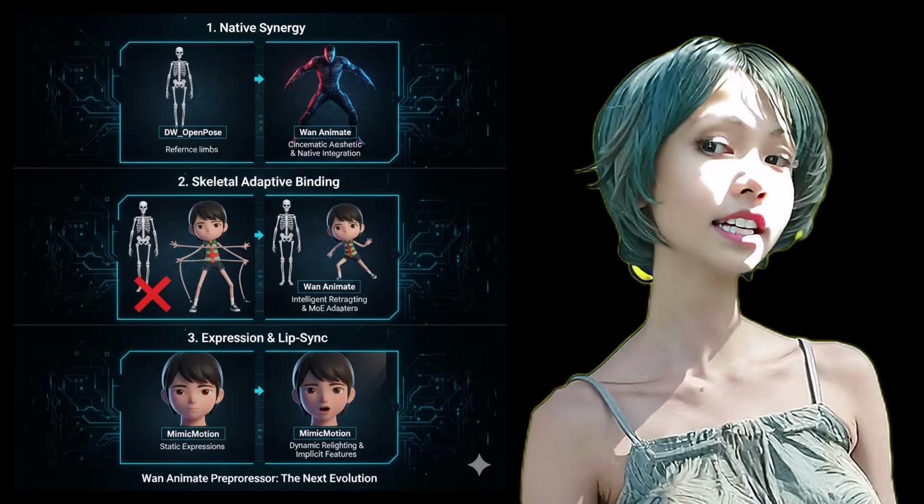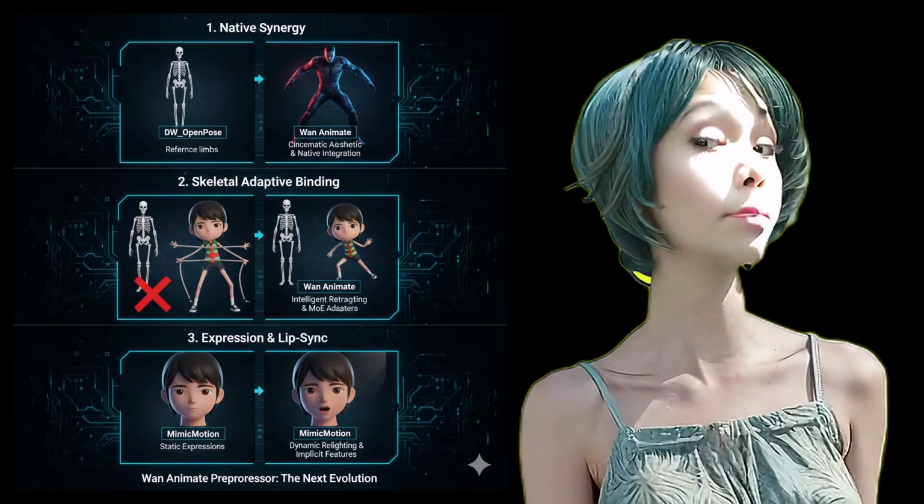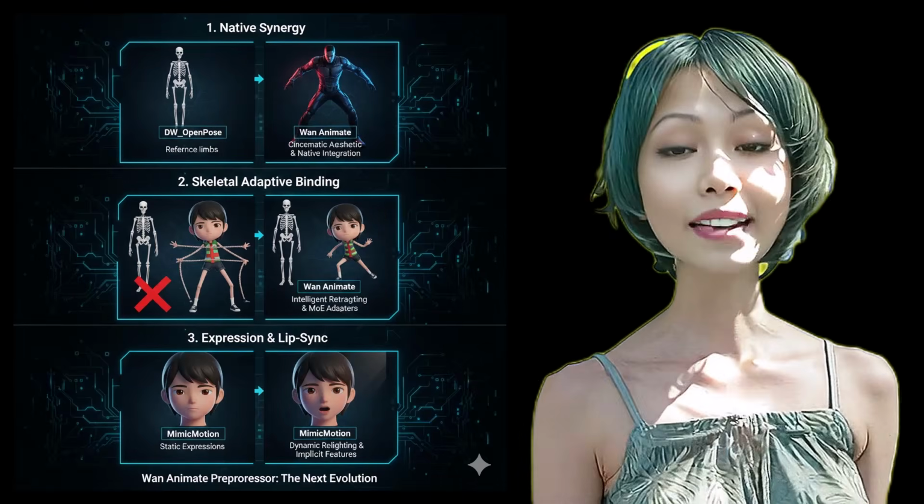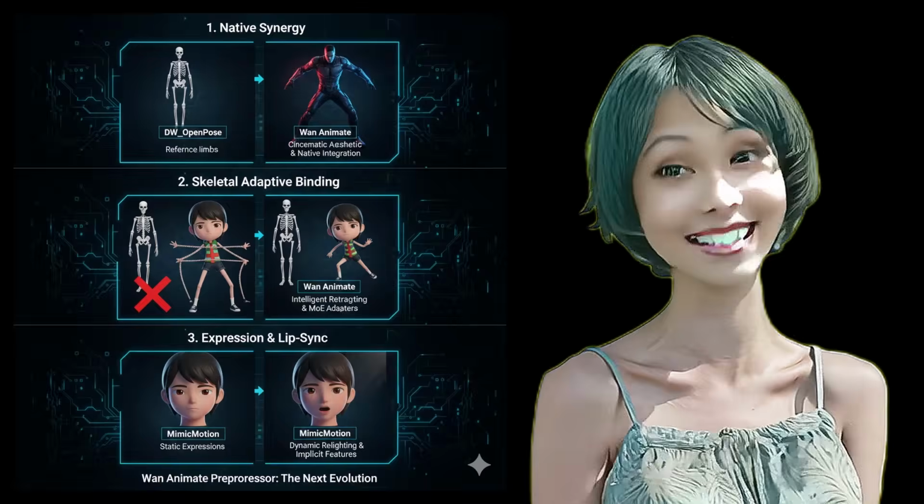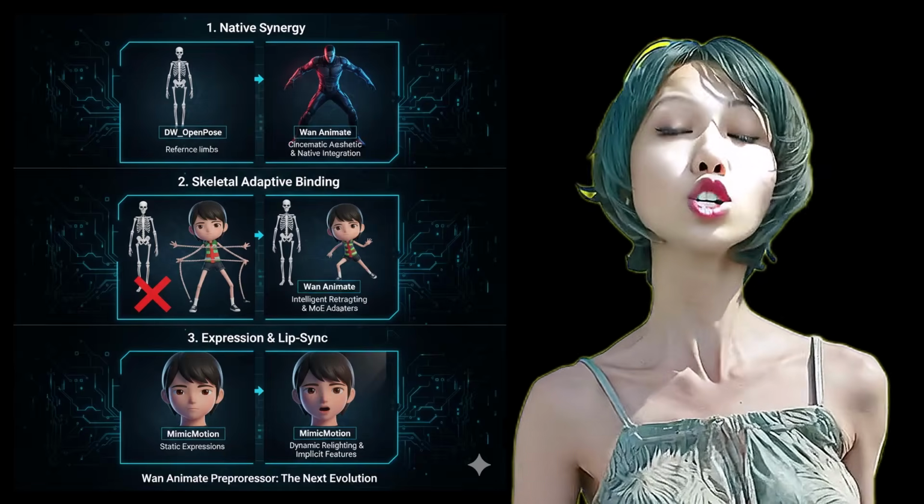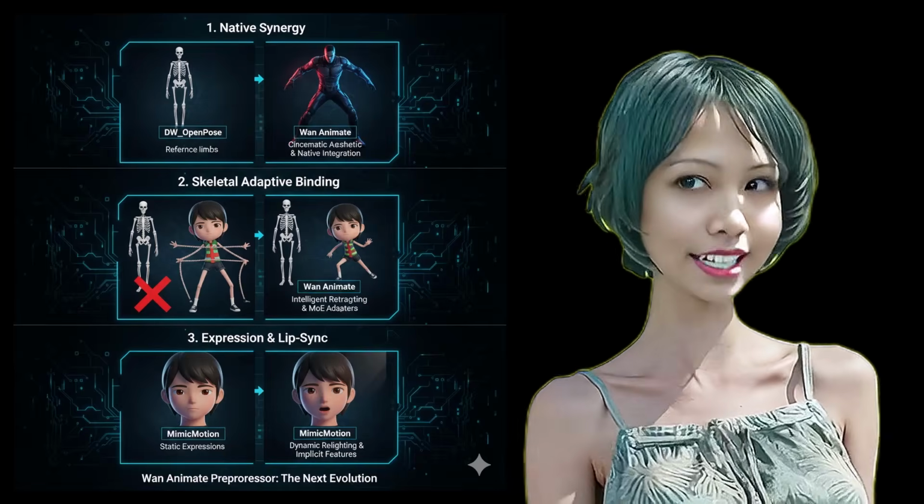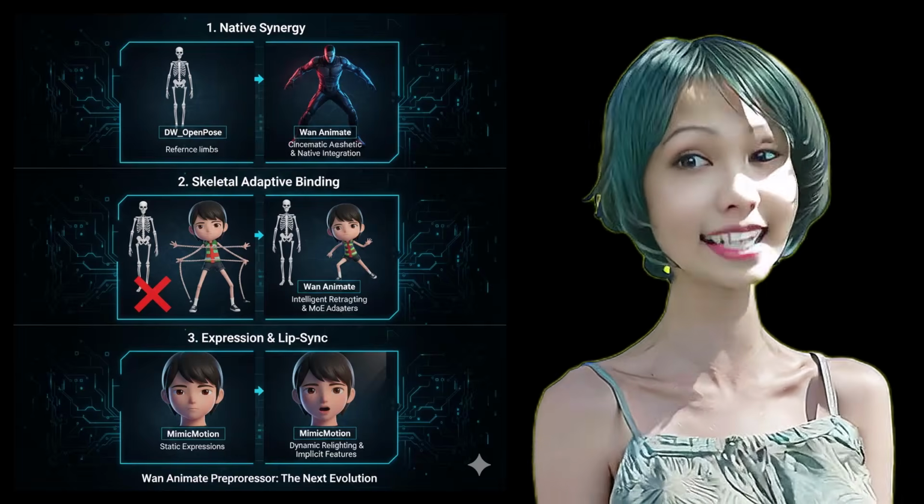3. Expression and lip sync. While MimicMotion is excellent for stability, it can sometimes struggle with complex environment blending. wanAnimate includes an auxiliary relighting LoRA capability during the preprocessing stage. This ensures that as your character moves, the lighting on their face actually changes to match the background of the video. It's the difference between a character stuck on a video and a character living in it.